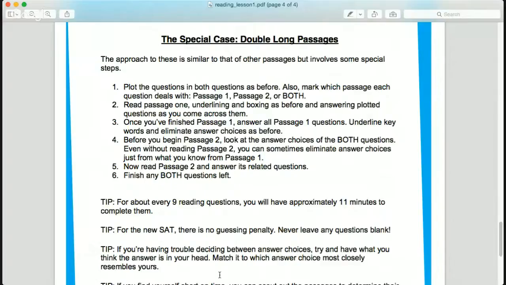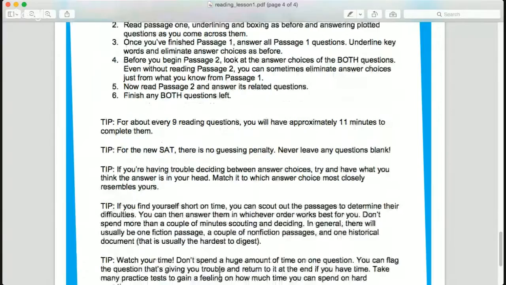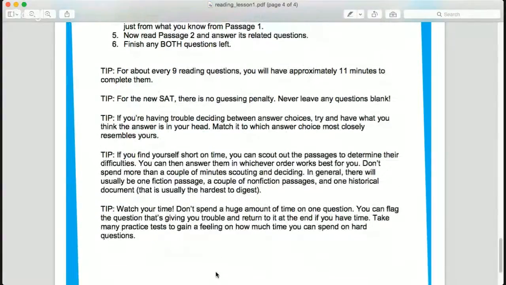Okay, now let's go over some extra tips for the SAT reading section. Tip: for every 9 questions, you will have approximately 11 minutes to complete them. For the new SAT, there is no guessing penalty. Never leave any questions blank.